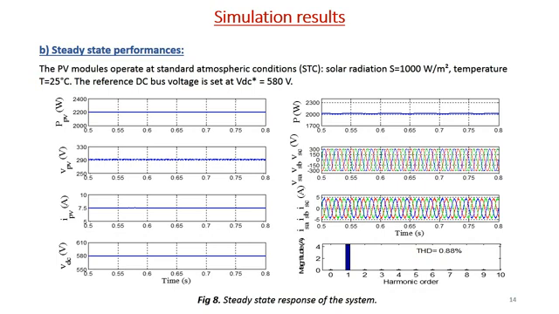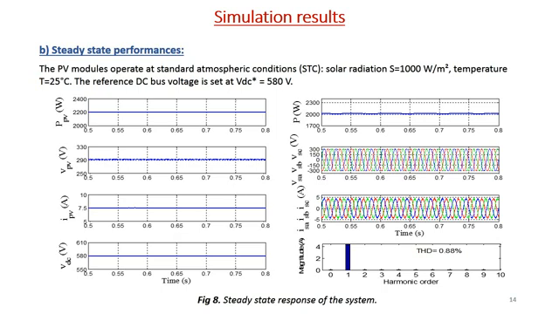Now focusing on the steady state and keeping the same previous conditions. The electrical quantities of the PV array present reduced oscillations thanks to the variable step size perturb and observe technique used. The DC bus voltage is well regulated around its reference. The injected power is about 2 kilowatts.